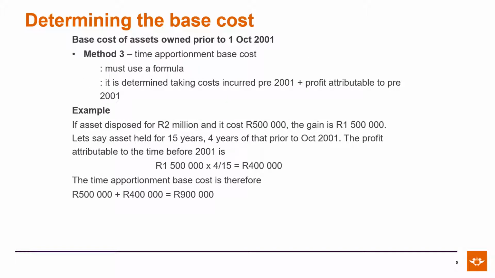The time apportionment method is calculated by means of using a formula. This is done to apportion the profit made for the assets partly owned before 1 October 2001. For example, if an asset was owned for a duration of 15 years and 4 years of that was before 2001, only a portion of the profit has to be subject to CGT.